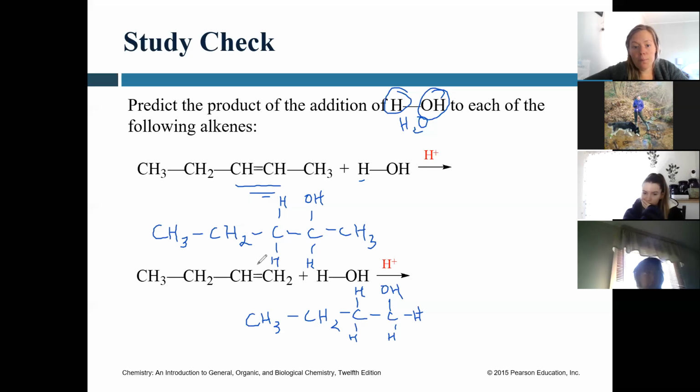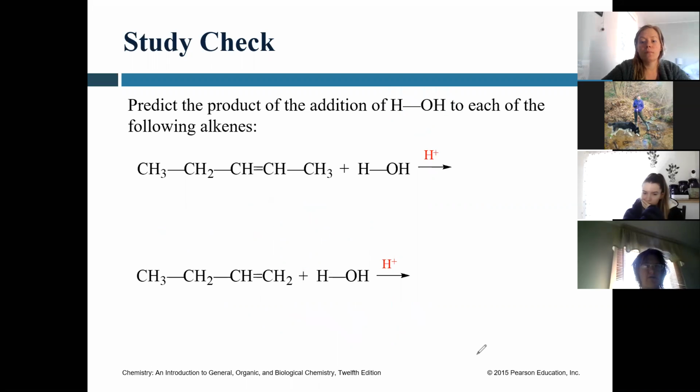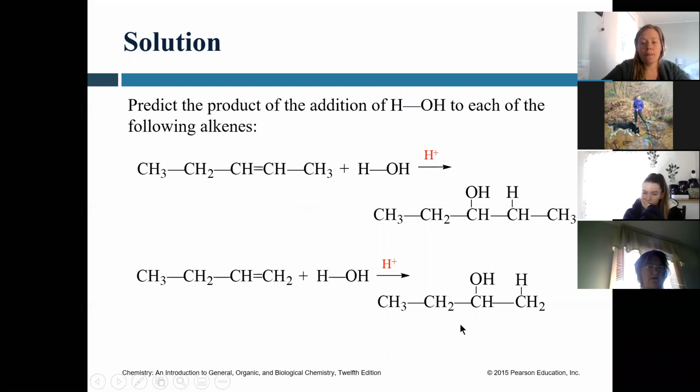All right, so we open this thing up and we stick that on. For this one, it looks like they put the OH here instead of at the end. I'm not gonna be a super stickler about where you put the OH and the H just yet.